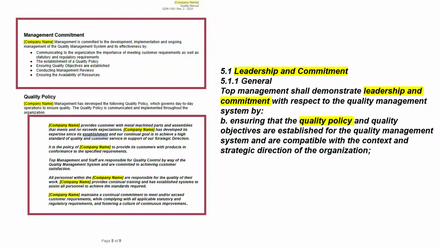But like you see here, it says company name provides customer with metal, machine parts, and assemblies that meet or exceed expectations. Company has developed its expertise since its establishment, and our continual goal is to achieve a high standard of quality and customer support in our strategic direction. Okay, and then it goes on further down the fourth paragraph. All personnel within the company are responsible for the quality of their work. Company provides continual training and has established systems to assist all personnel to achieve the standards required.